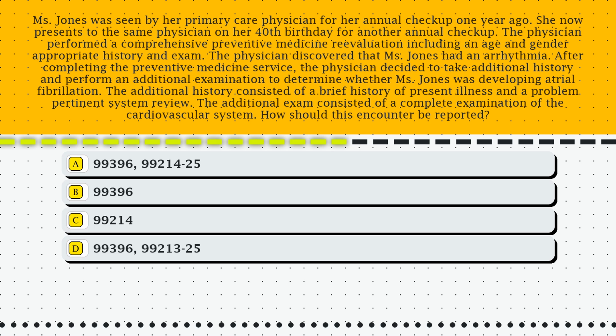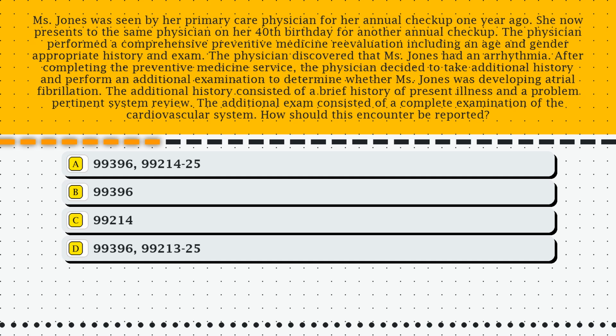After completing the preventive medicine service, the physician decided to take additional history and perform an additional examination to determine whether Ms. Jones was developing atrial fibrillation. The additional history consisted of a brief history of present illness and a problem-pertinent system review. The additional exam consisted of a complete examination of the cardiovascular system. How should this encounter be reported?